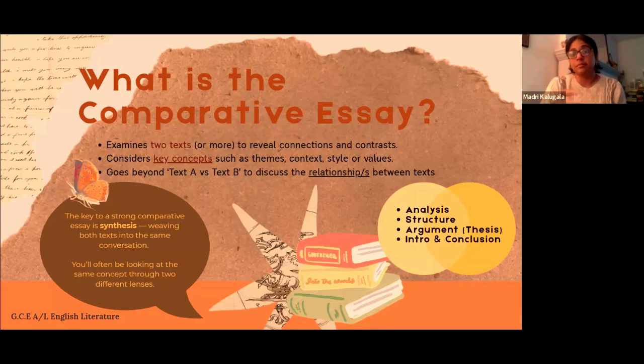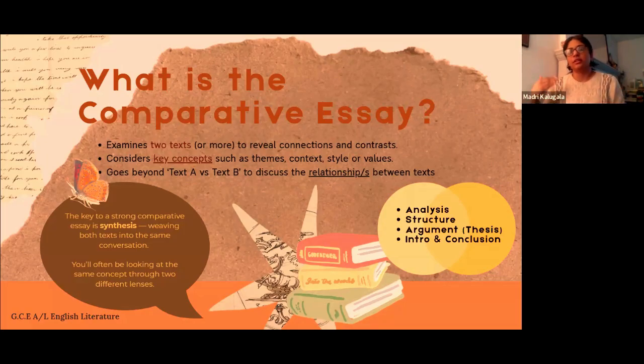Now, some things about the comparative essay that are most important to remember. Analysis is really important: how well you analyze, the actual act of analyzing the different aspects that they're asking you to look at. Structure is something we're going to discuss here as well. Structure is how you organize your essay. Then the idea of a thesis or an argument. I don't know if you guys use this word at A-levels, this idea of a thesis.